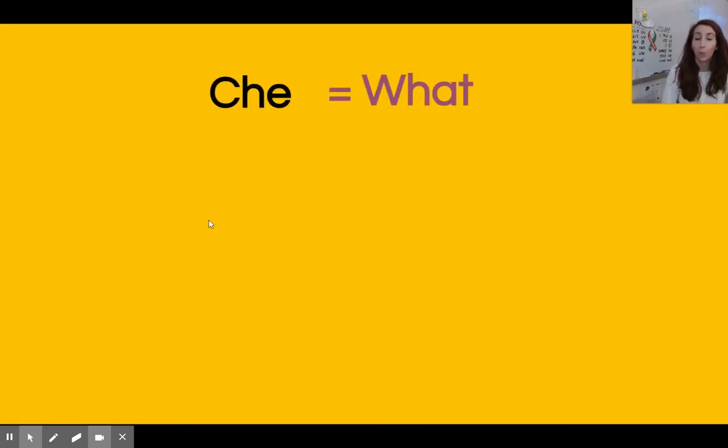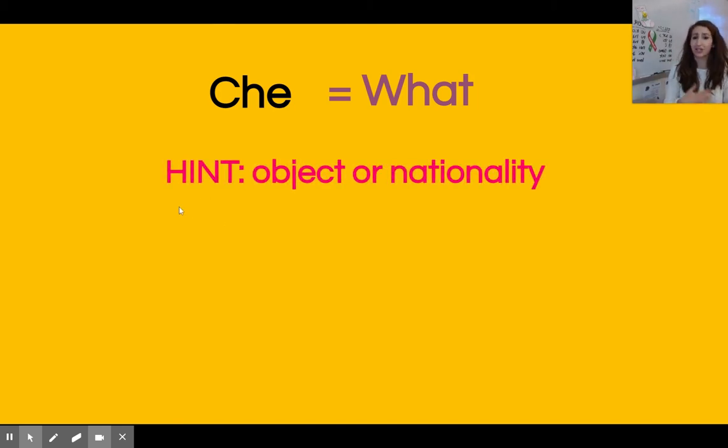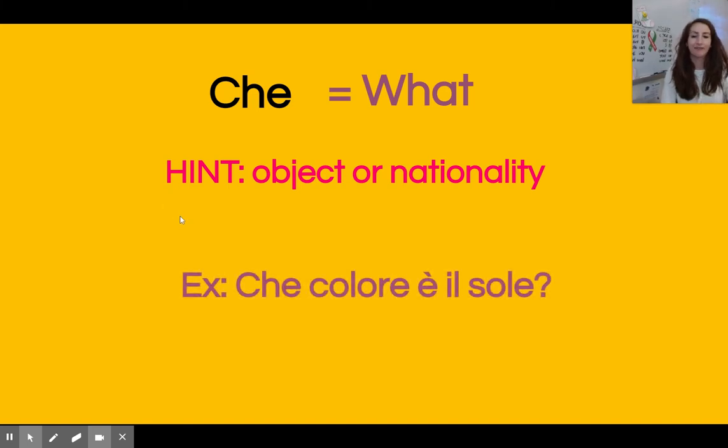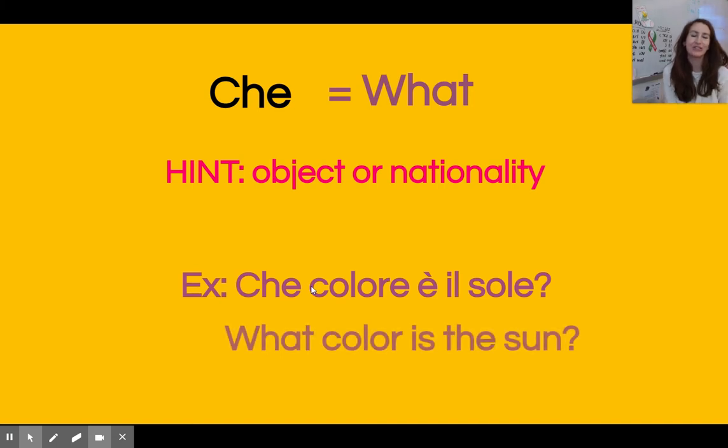Che means what. We use what in Inglese and in Italiano to find out something about a nationality or an object. So think about it. What nationality are you? What's in your hair? What's for lunch? Informazione, information. The example I have for you, che colore è il sole? What color is the sun? As always, take a secondo and write this down.